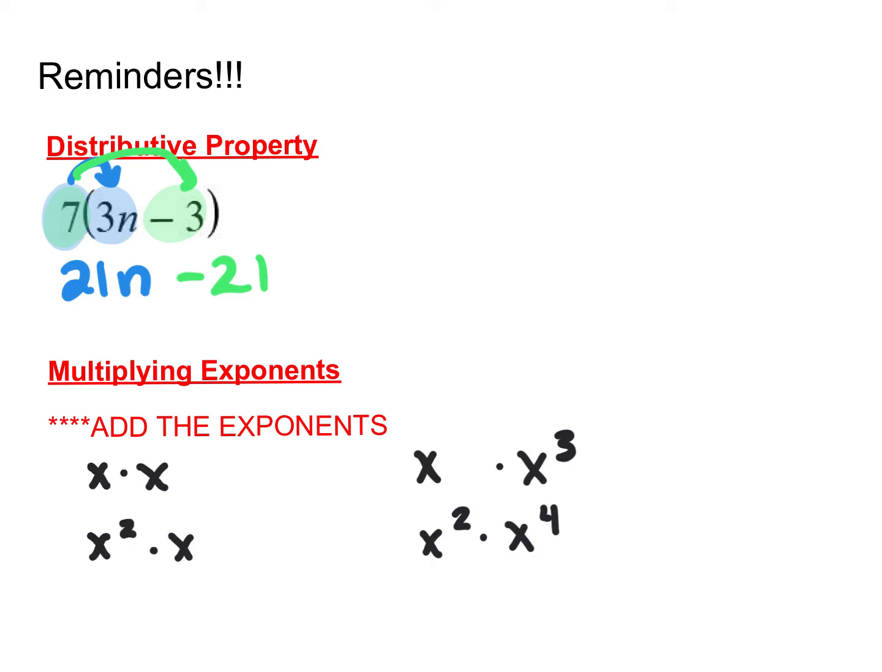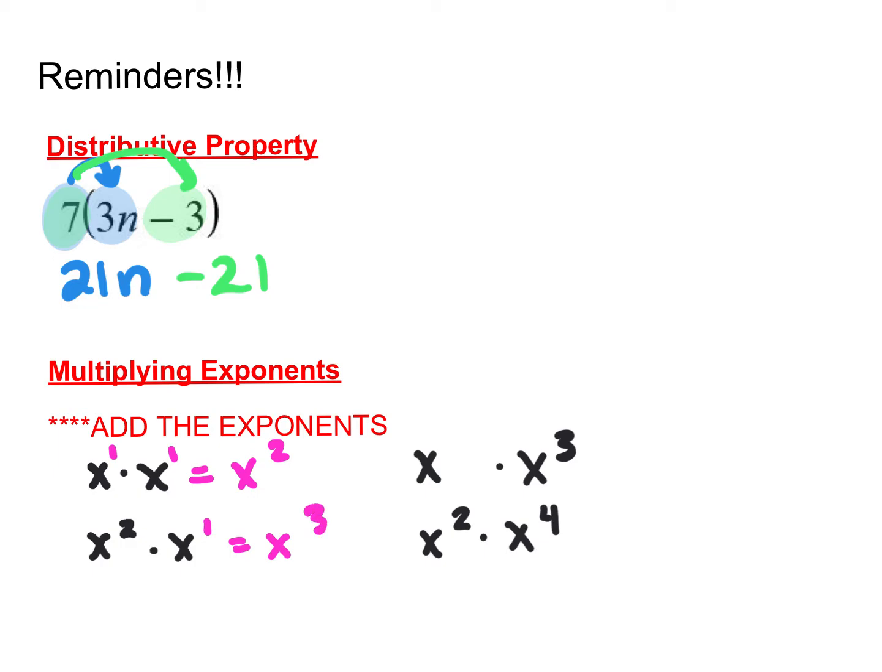Also, when we are multiplying exponents, we can think of it as we are adding the exponents. So for example, x times x is x to the first times x to the first, and 1 plus 1 gives us x squared. Also, if I have x squared times x, we know it's really x to the first, and 2 plus 1 gives us x to the third power.